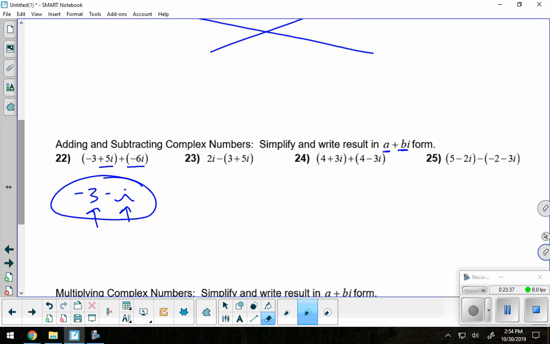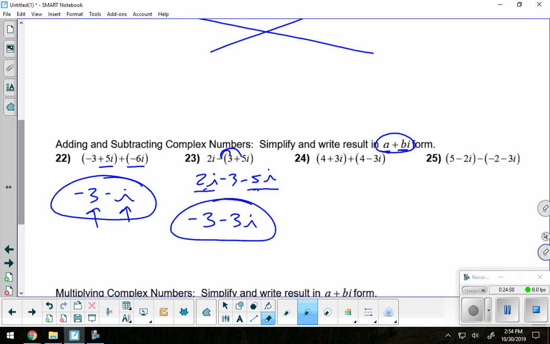23, we're subtracting, so we have 2i, we're subtracting from it 3 plus 5i, so you almost have to distribute this minus sign to both terms, making this 2i minus 3 minus 5i. And again, now just combine like terms. These are the only like terms that we have, but it has to be, like we said, in a plus bi form. So I would want to write the real number first, which is negative 3. Now combine the imaginary numbers, so 2i minus 5i, which is negative 3i. Now it's in the proper form.